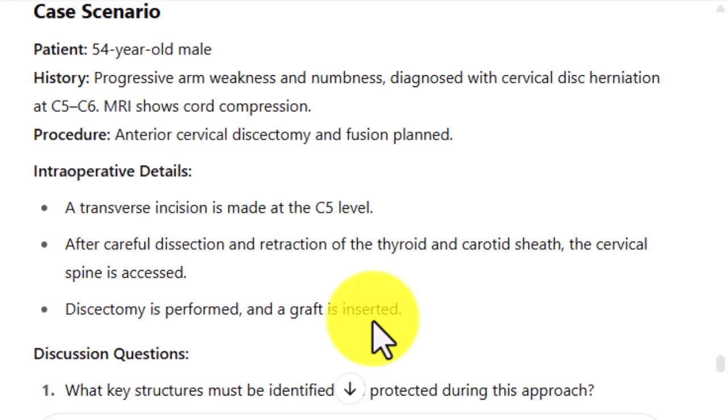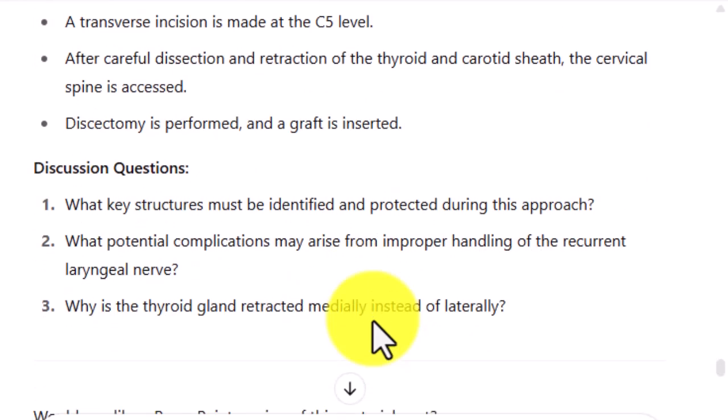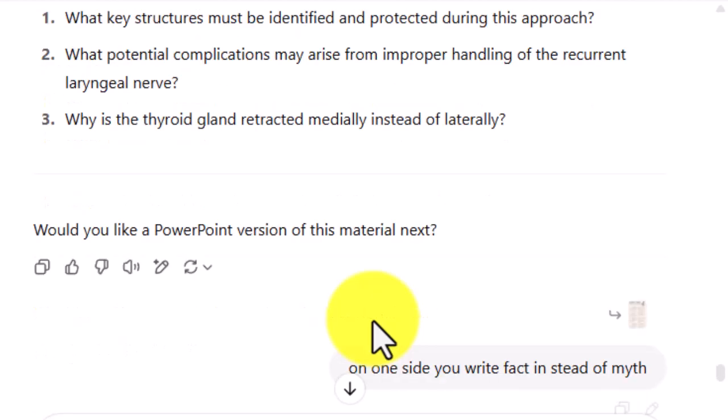Discectomy is performed and the graft is inserted. What key structure must be identified and protected during this approach? What potential complication may arise from improper handling of the recurrent laryngeal nerve? Why is the thyroid gland retracted medially instead of laterally?